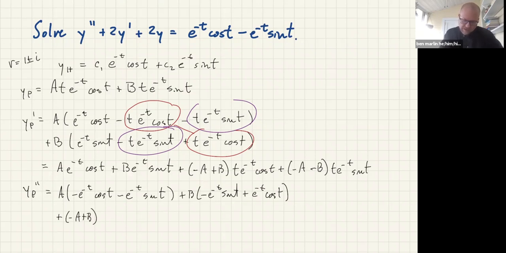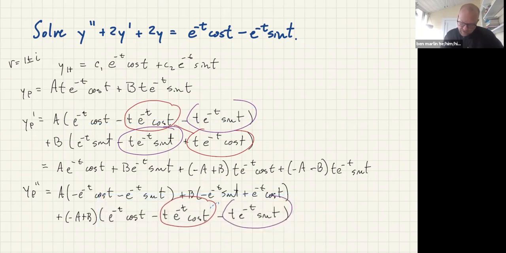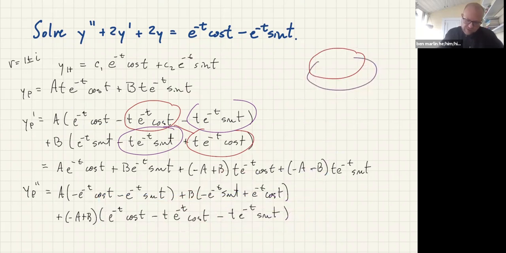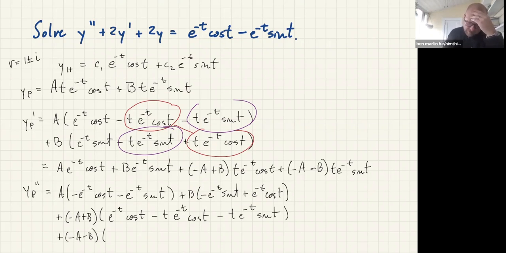Okay, so that was not terrible, but now we're going to get to take advantage of what we've done before. So t e to the minus t, when we took its derivative, we put it right here. So I am going to hope that I can copy this out. Copy, paste, put it right here. And I'm going to take my circles and get rid of them. All right. And then I'm going to have plus minus a minus b times the other one. And I don't think I quite grabbed everything.